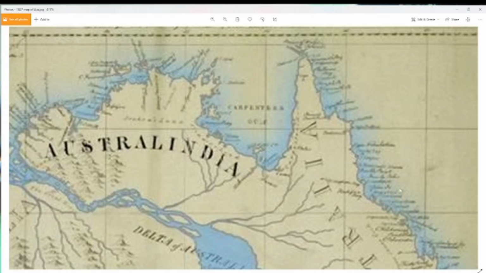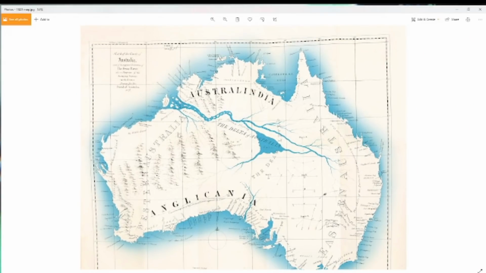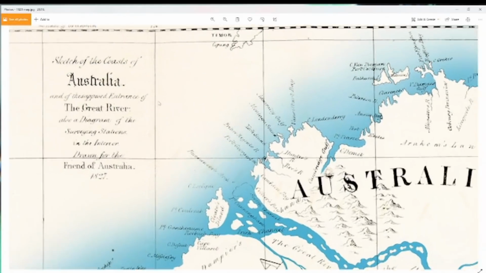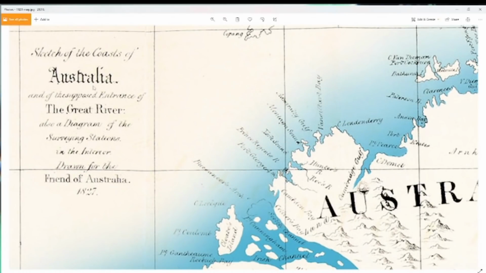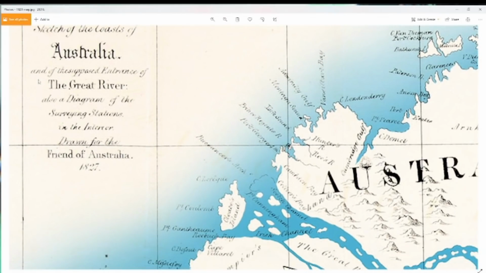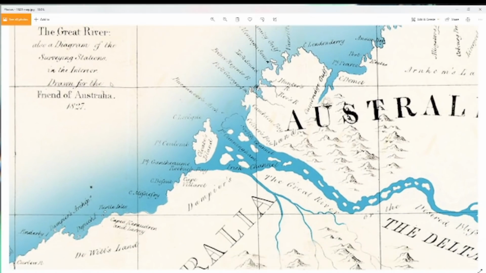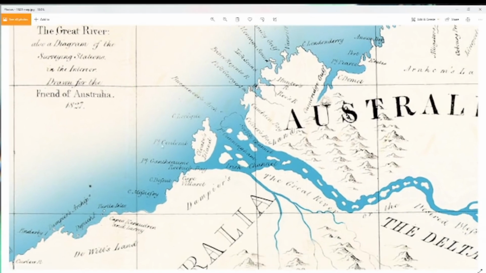of towns. And this is just another rendering of the same map. It's just a bit easier to read. Sketch of the coast of Australia and of the supposed entrances of the Great River, which is here, the Great River. A diagram of the surveying instructions, friend of Australia, 1827.